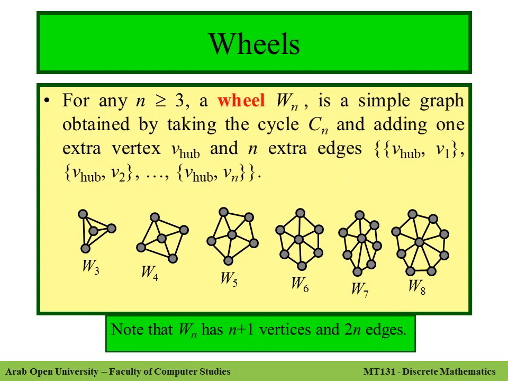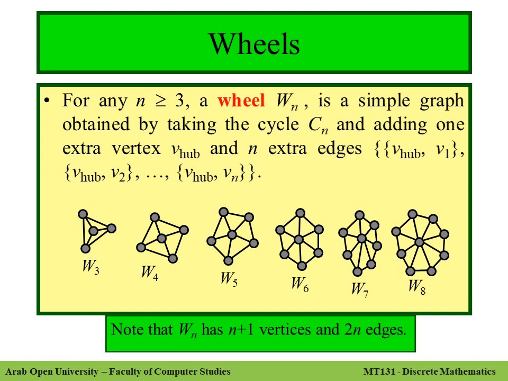The next type of graph is called a wheel. Again, for a wheel you need at least 3 vertices, n equal to or larger than 3. A wheel Wn is a simple graph obtained by taking a cycle Cn, starting with Cn and adding one extra vertex, which you call the hub, and adding n extra edges, connecting the hub to each existing vertex. The resulting graph is called the wheel, Wn.